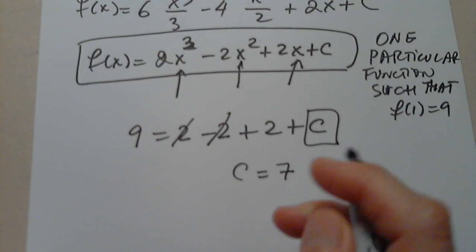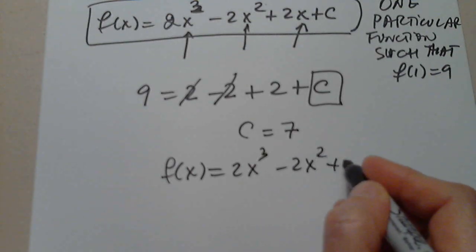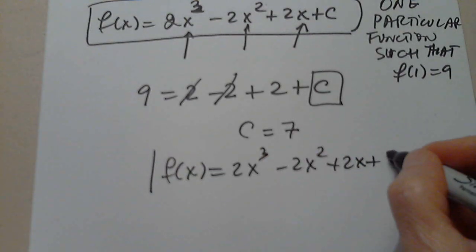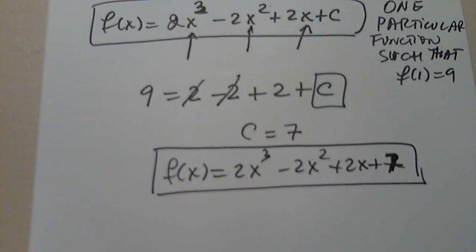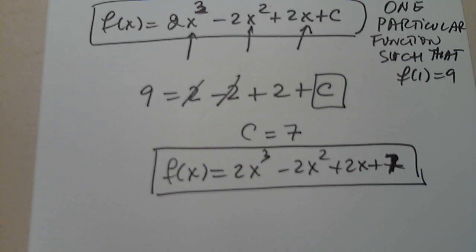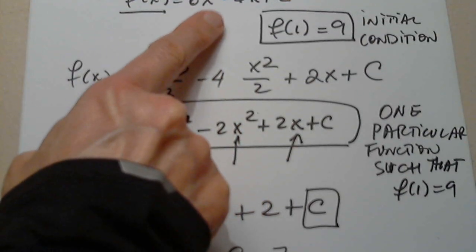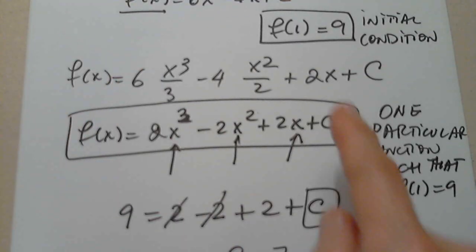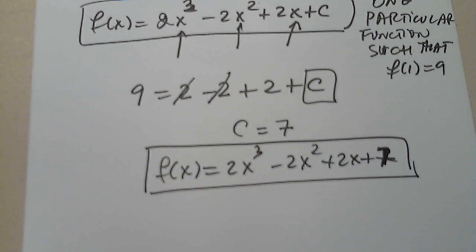Be 7. Very good. So therefore, we are asked to find only one function. Only this function. This is it. And this is a unique situation. It's a function whose derivative must be this, guaranteed. And in addition to that, it passes to the point 1 for x, 9 for y. And there is no other. Any question on this?